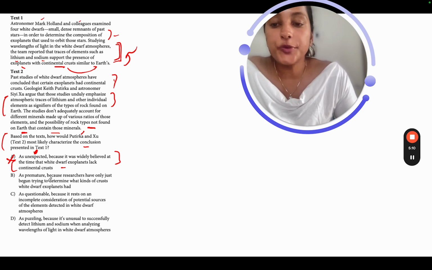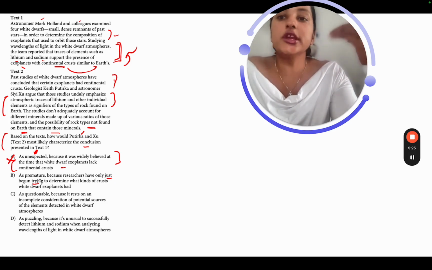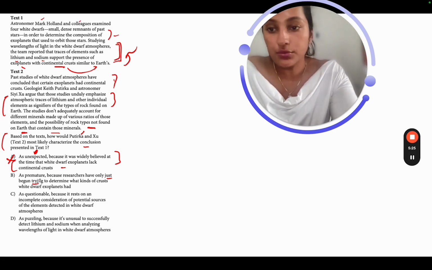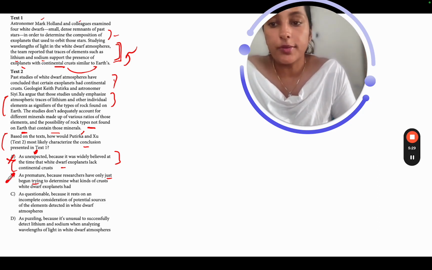B, as premature because researchers have only just begun trying to determine what kinds of crust white dwarf exoplanets had. Again, this is about the time frame. Have they been trying to determine this for a very long time, or have they just recently started exploring this area? We don't know about this. None of the texts are talking about it.